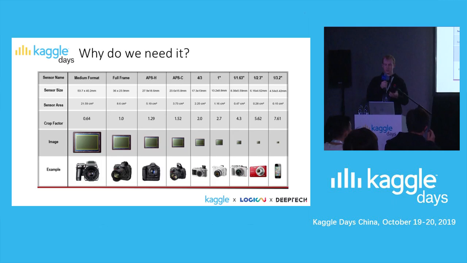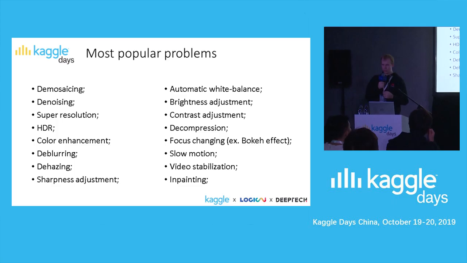Okay, the most popular problems in computational photography are here. Basically, it's demosaicing. We will talk about demosaicing later, and I will describe in detail what it is. Denoising, super resolution, HDR, color enhancement, deblurring, dehazing, sharpness adjustment, automatic white balance, brightness adjustment, contrast adjustment, decompression, focus changing, for example, the bokeh effect on the smartphone. And also video slow motion, video stabilization, and inpainting.